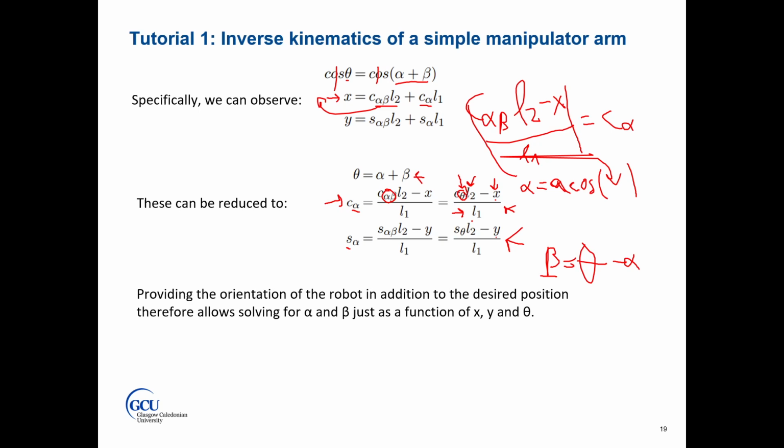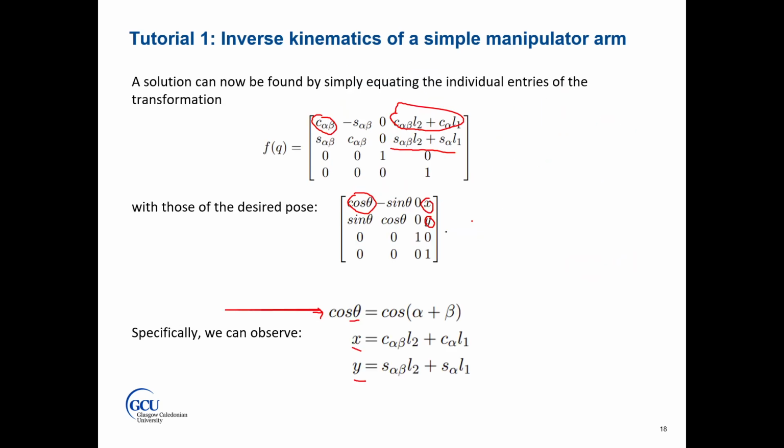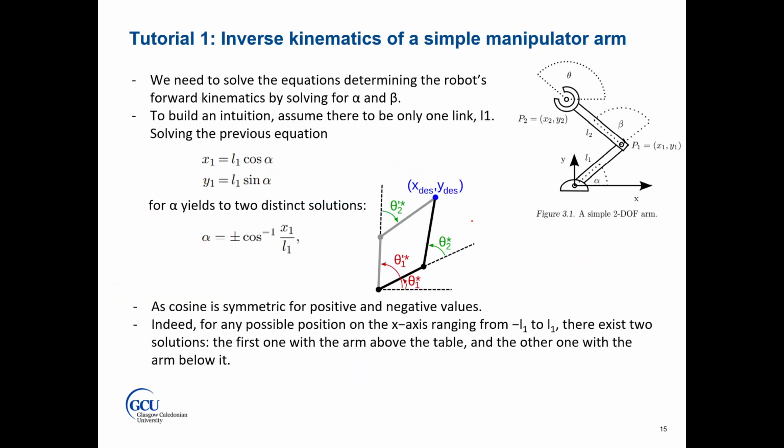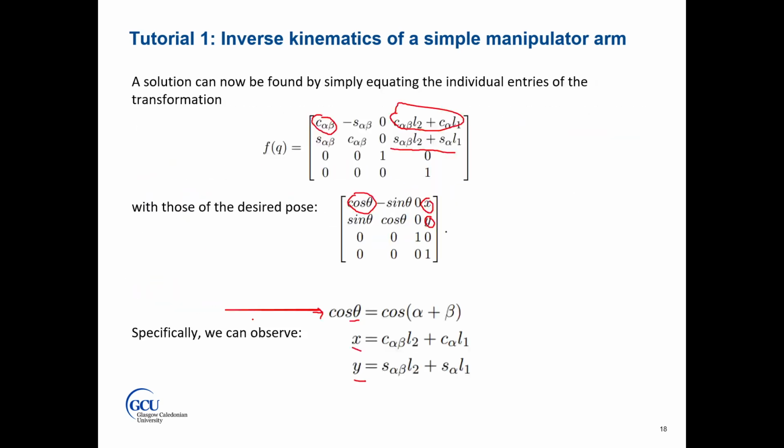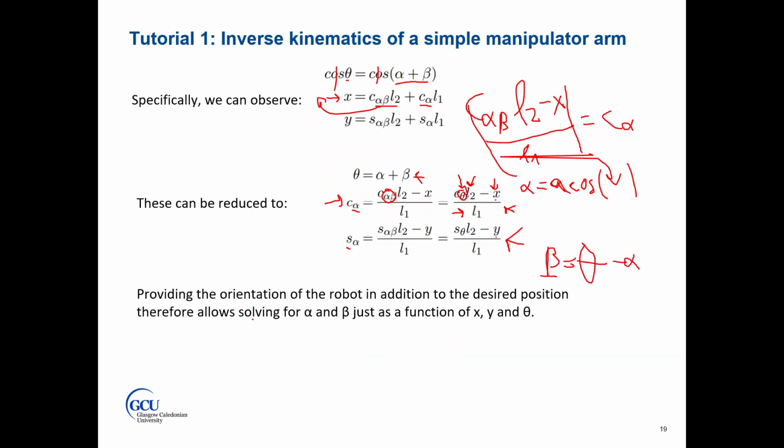The main thing that you need to have in mind, as I was saying in another slide, is that you always need to consider that the cosine can be positive and negative. So when you solve the inverse kinematics, you are always going to have two solutions. So just remember that.